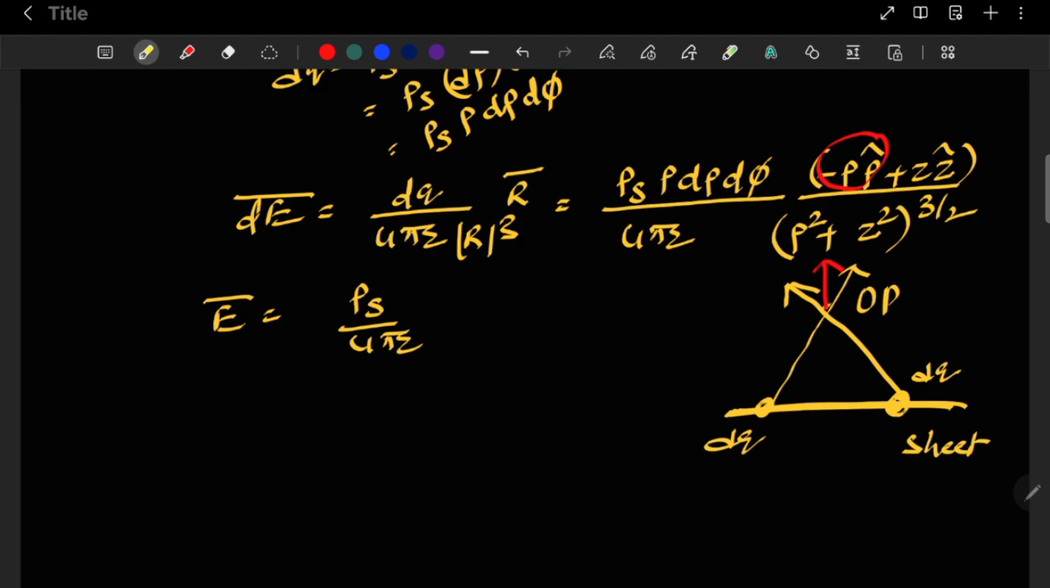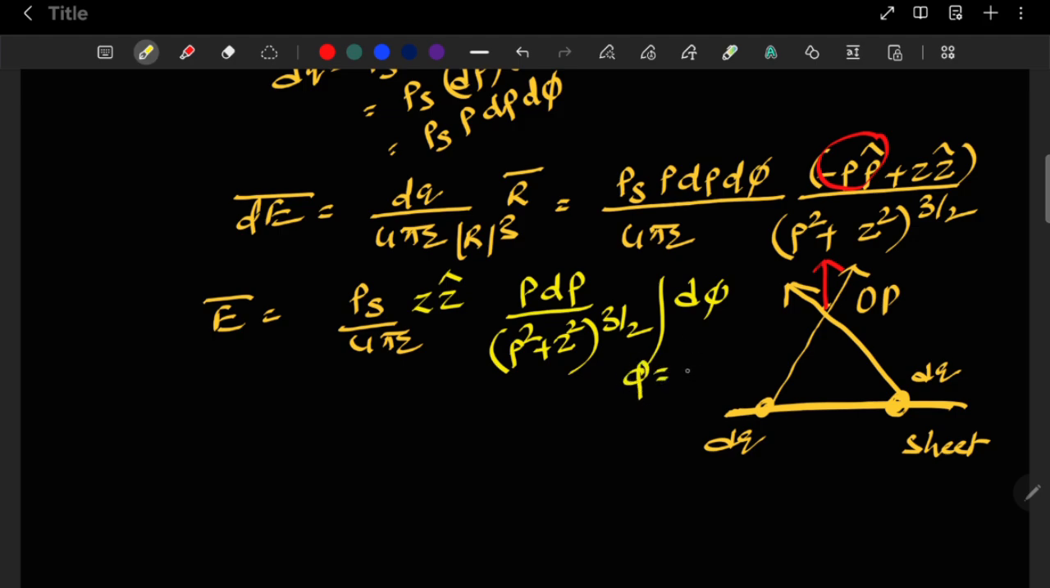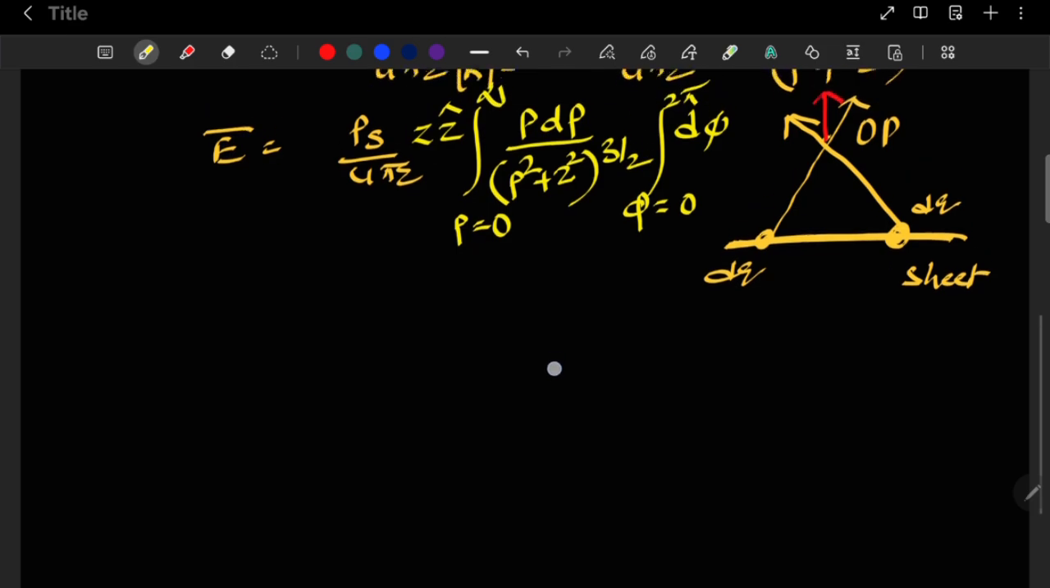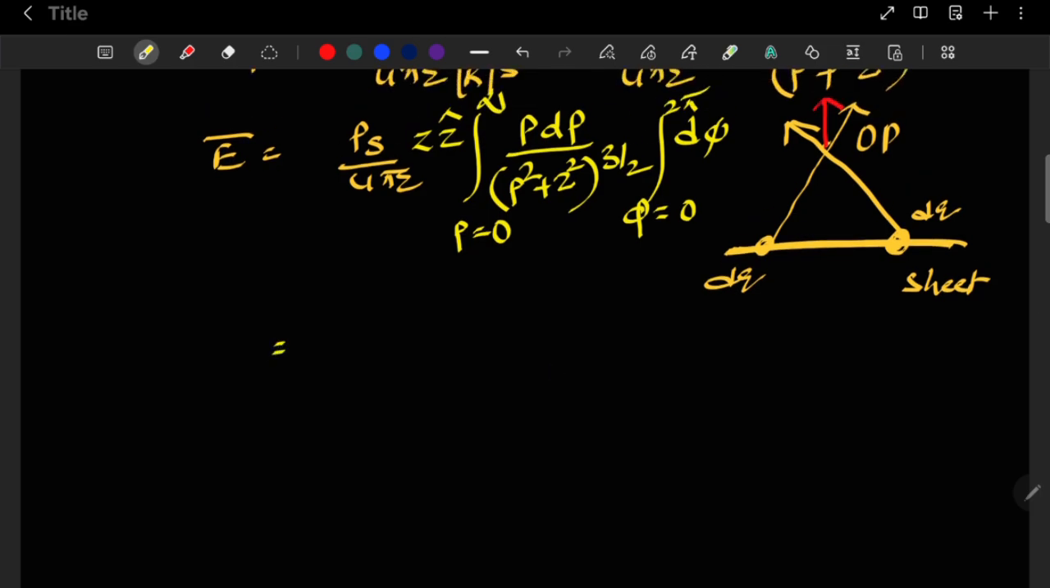Now what we will get: rho s by 4 pi epsilon is constant, as I said, and we need to perform the integrations with respect to rho and phi. Z is also constant. So Z into Z cap I'm writing here. Then I have to do the integration with respect to rho: rho d rho by (rho square plus z square) power 3 by 2. Then d phi is also there. Integration of d phi, where phi changes from 0 to 2 pi, and integration with respect to rho from 0 to infinity. If you take 0 to infinity, then only that is for the infinite sheet charge.